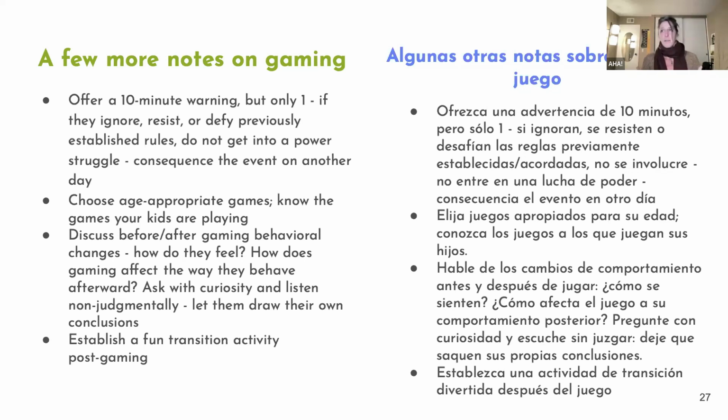Choose age-appropriate games, obviously. Know what games your kids are playing. Talk with your child before and after gaming. How is their behavior different before and after they play? How do they feel? How does gaming affect the way that they behave in the time after they've finished? And ask with curiosity. You may want to hear a certain answer, and kids know when you're setting them up for a specific answer that you want to hear. Really try to come at it with curiosity and listen without judgment, and let them draw their own conclusions if you can.